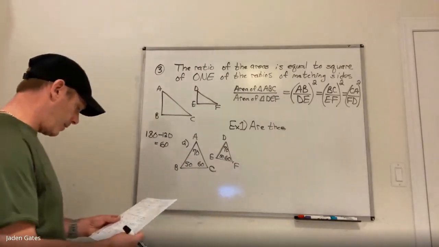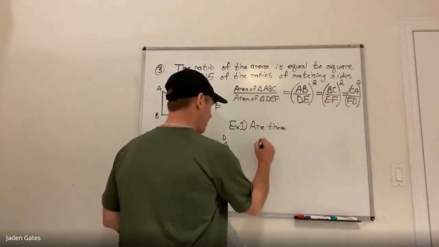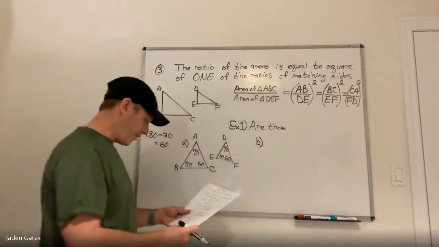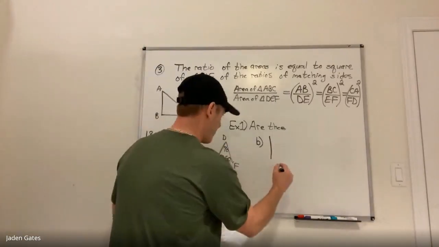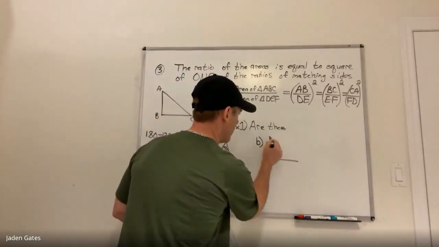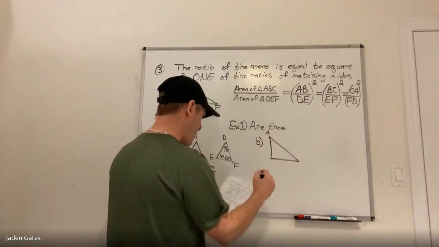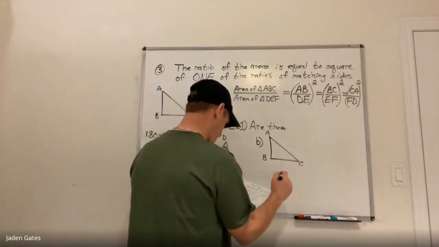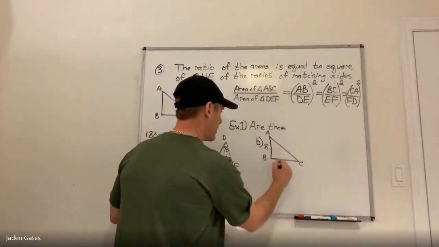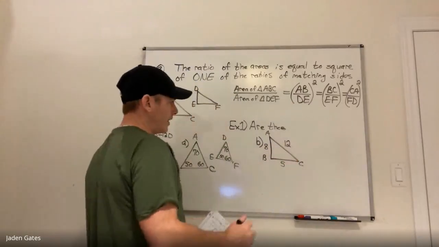All right, let's see here. B. I want to see if these triangles are similar. So a little bit different situation here. Again, I'm going to try to draw this as best I can. We have triangle ABC. And I have some measurements on there. I have an 8, a 5, and a 12. So I have the side lengths here.